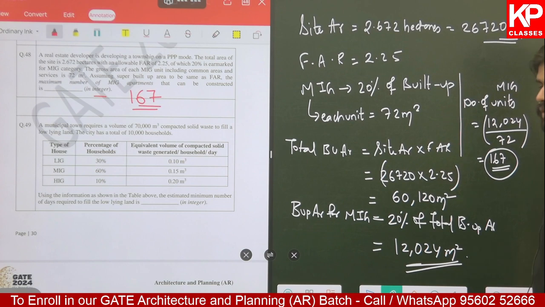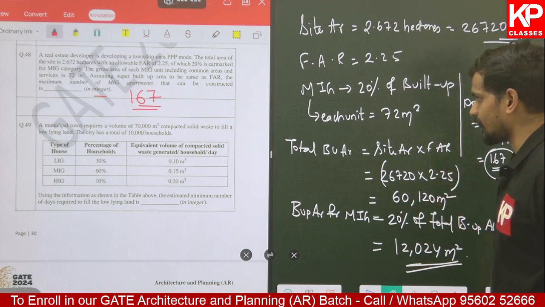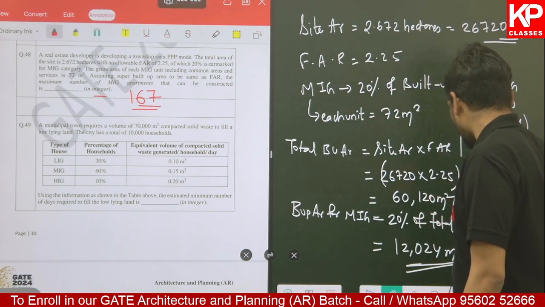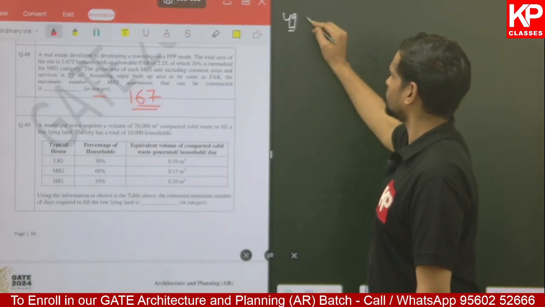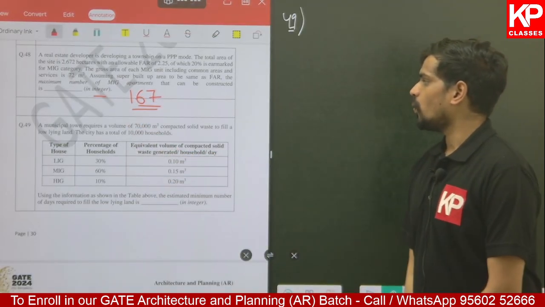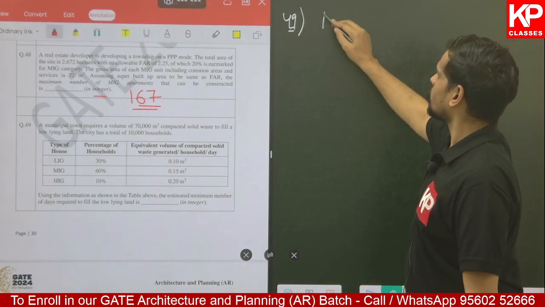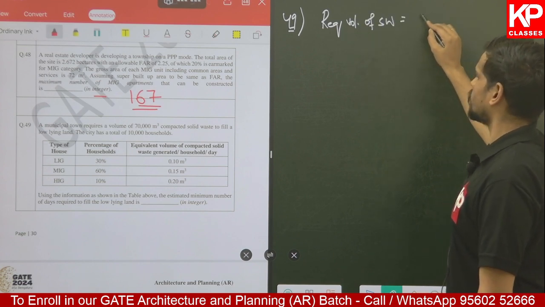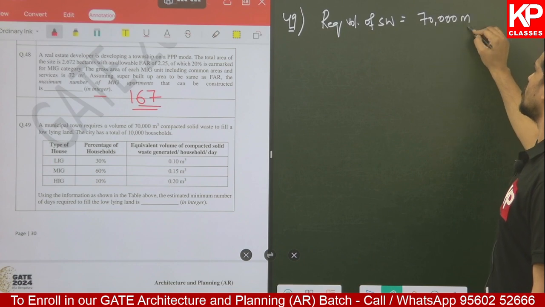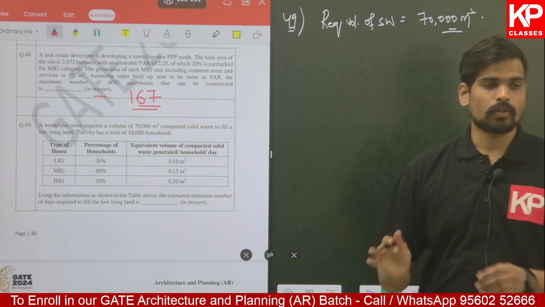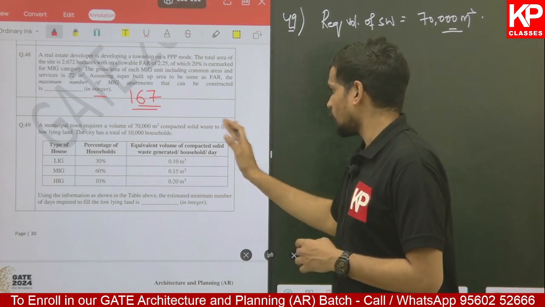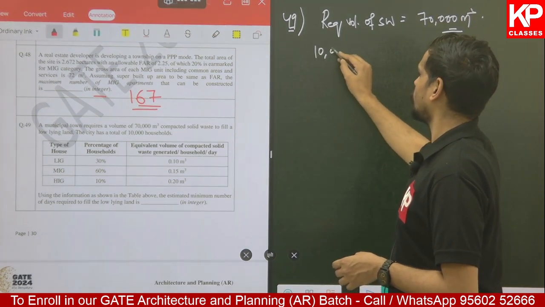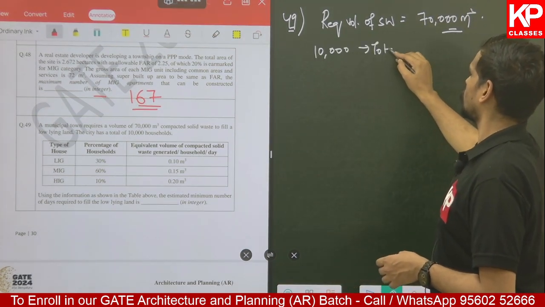The last question for the numerical part, or for the common part as such, is based on solid waste management. Let us look into this question as well. Last question, that is question number 49. A municipal town requires a volume of 70,000 cubic meter of solid waste to fill some site, to fill a low-lying land. The city has a total of 10,000 households.